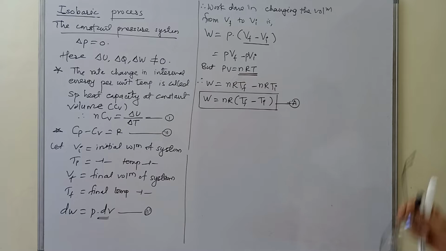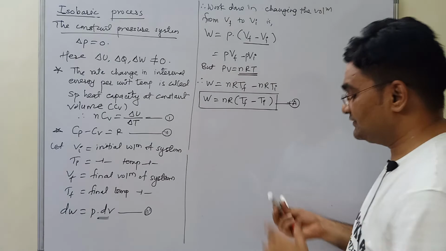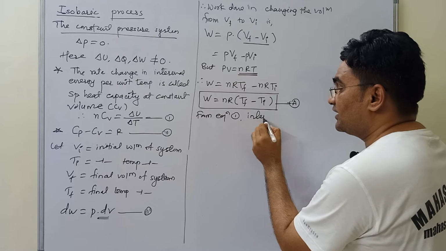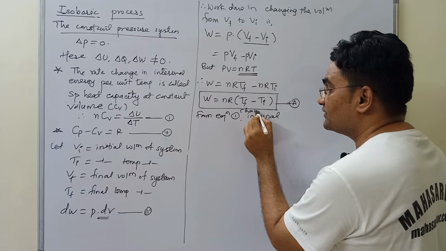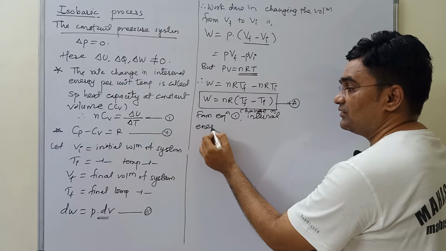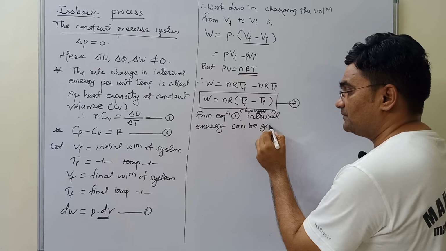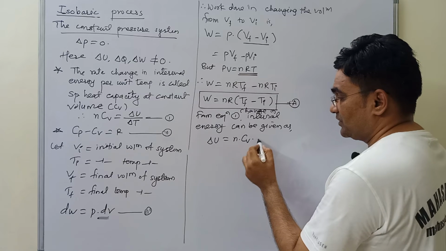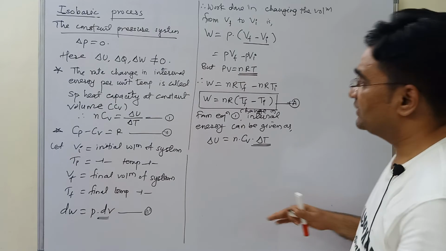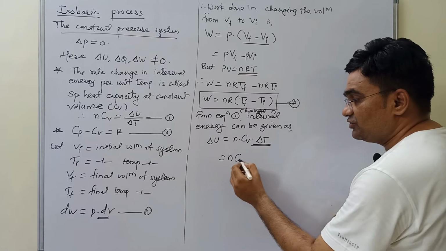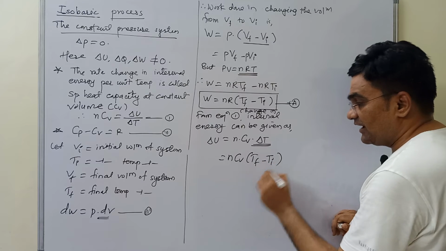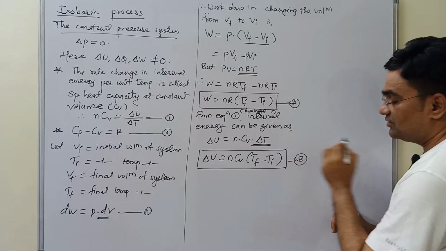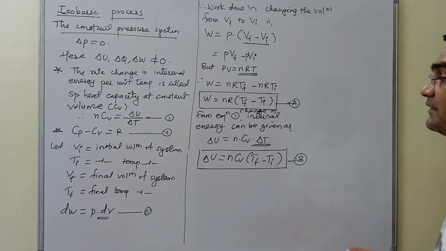Now, as I already defined, from equation 1 the change in internal energy can be given as delta U equals n times Cv into delta T. Delta T is the final temperature minus initial temperature, so delta U equals n into Cv into Tf minus Ti. This is our second equation, B.